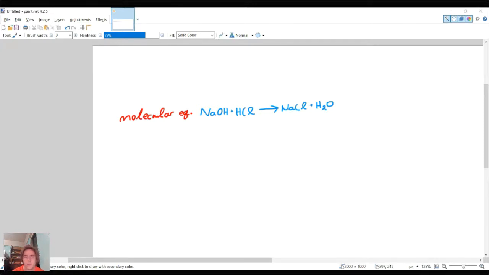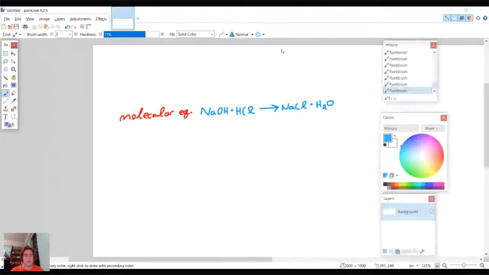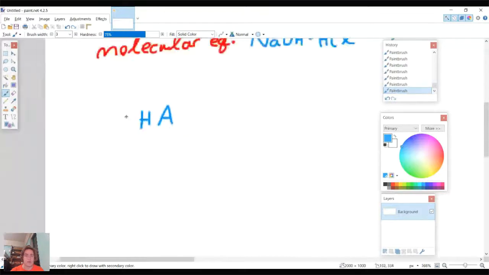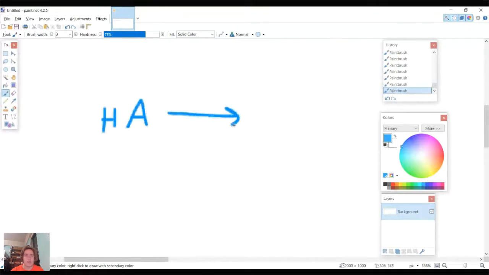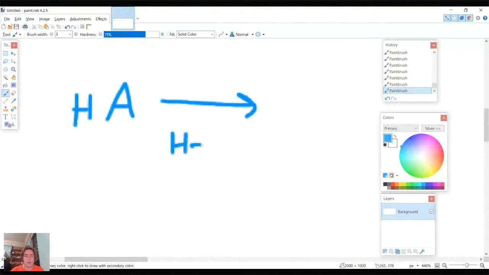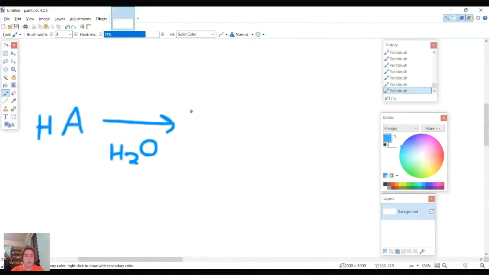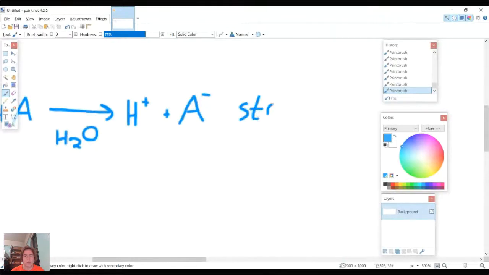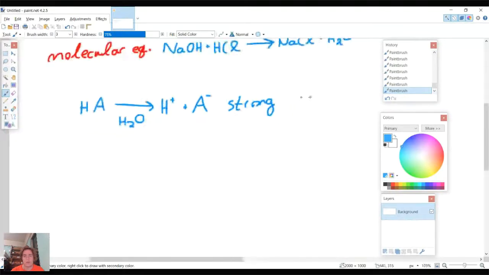So potassium, sodium, ammonium, and nitrate are all soluble, and also the strong acids are soluble. That's kind of the definition of a strong acid, right? The definition of a strong acid is, we'll say HA, just generalizing it to any anion, dissolving in water, produces its ions completely. This is the definition of a strong acid.